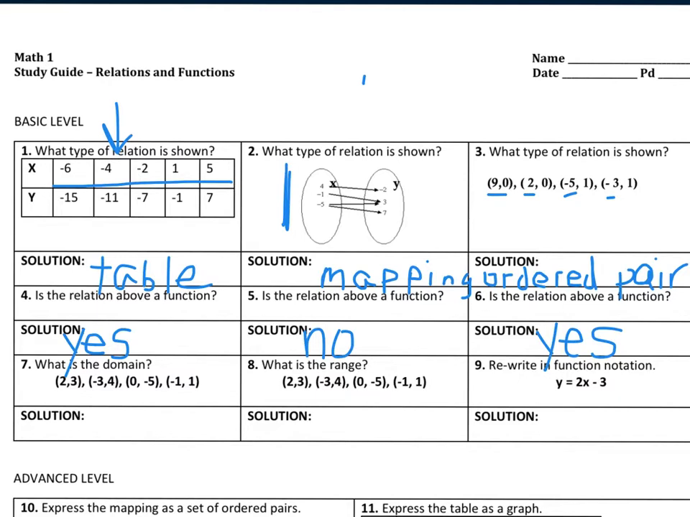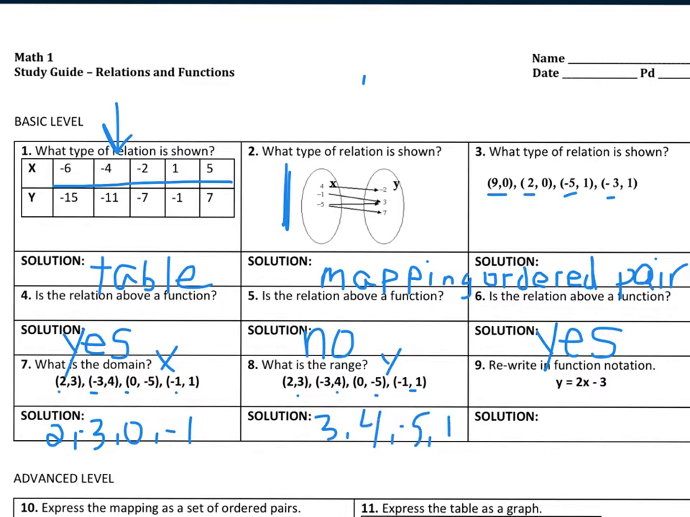So the next few questions are asking us to find the domain and range. So remember, domain is always going to be our x values, and our range is going to be our y values. So if it's asking for the domain, just simply list the x values. So I have a 2, -3, 0, -1 for my x values or my domain, and my range is going to be my y values of 3, 4, -5, and 1.